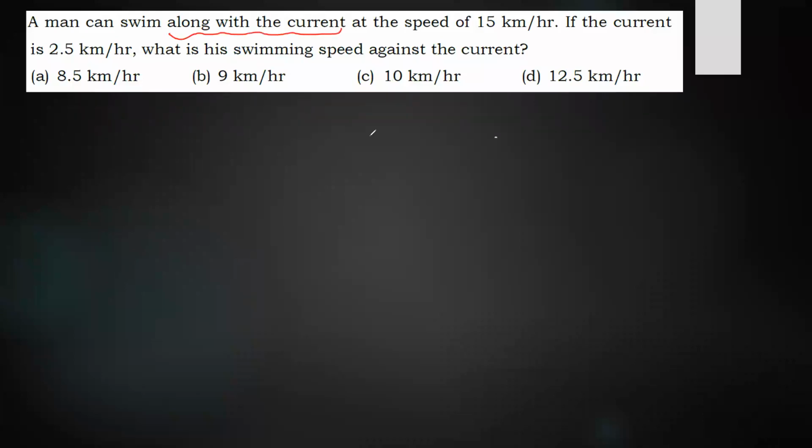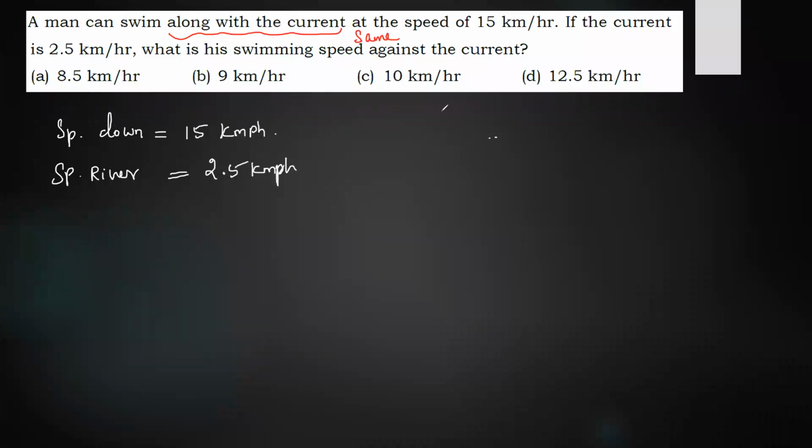Listen carefully. They given that a man can swim along with the current. So along with the current, what is the meaning? Downstream or upstream? What direction is it? Same direction, right? Along with the current means same direction, along the river. Same direction means downstream. So they given that speed of downstream is 15 kilometer per hour.